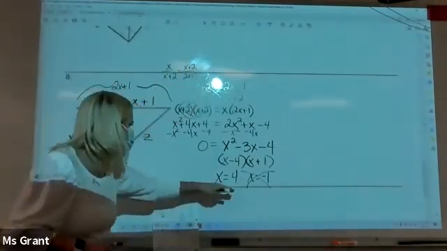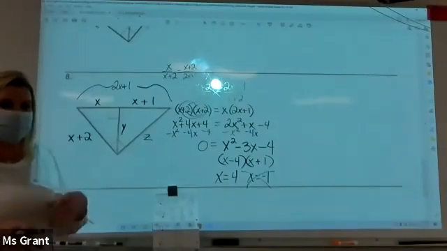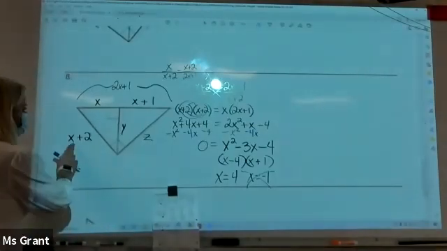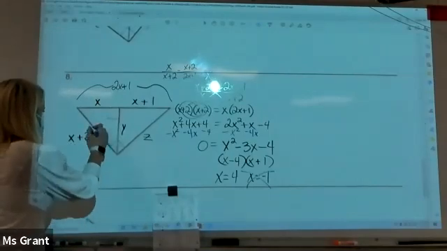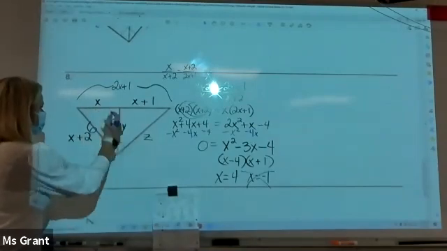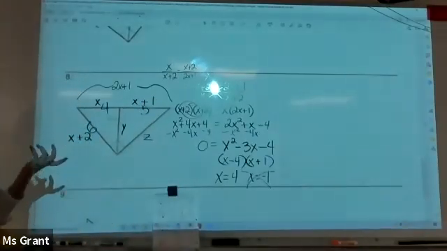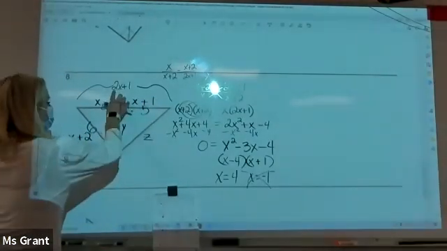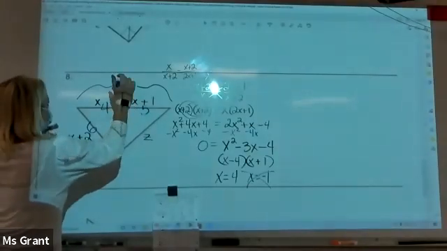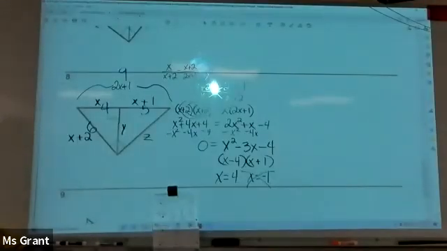Look at all this work just to get my x. But now, let's substitute x in and find my values. 4 plus 2. This side is 6. X, well, x is 4. 4 plus 1. Right? 2 times 4 plus 1. 2 times 4 is 8, plus 1. 9. Okay. Now my y and my z are going to be super easy to solve.